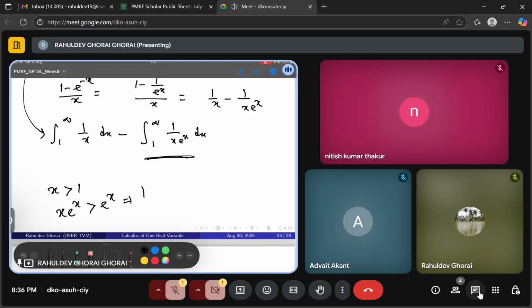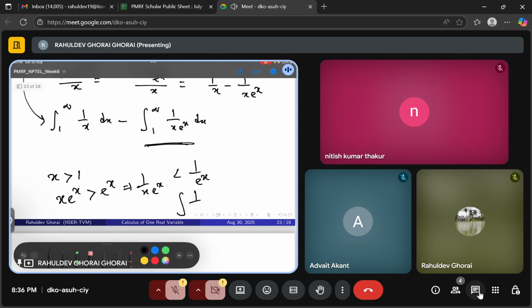That implies 1 by x e to the power x is less than 1 by e to the power x. So the integral of 1 by x e to the power x dx from 1 to infinity will be less than or equal to the integral from 1 to infinity of e to the power minus x dx.